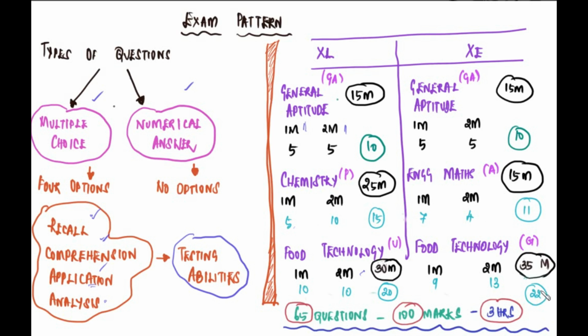So ultimately the total number of questions will always be 65, whatever the paper, and the total number of marks will be 100. Okay, you prepare for 2 sections thoroughly and then go and appear for the examination.